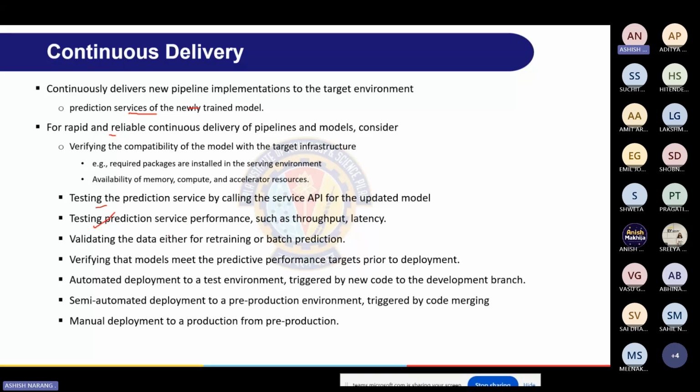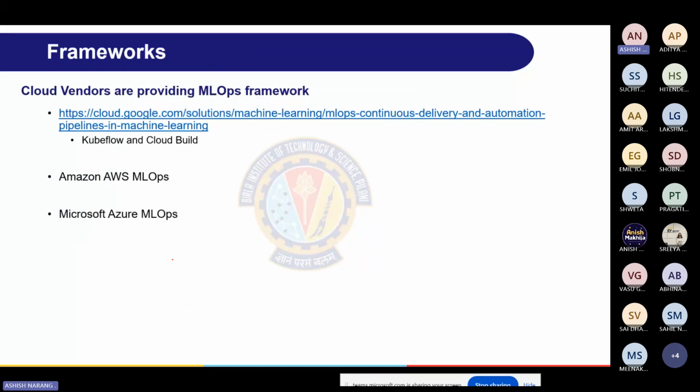Validating, either go for retraining, batch prediction, verifying that the model meets the predictive performance targets or not. So it's all about the delivery portion now. Integration is one aspect, delivery is another aspect, right? And there are cloud vendors which provide MLOps frameworks to you directly, right? If you want to know more about them, there's a link given, right?